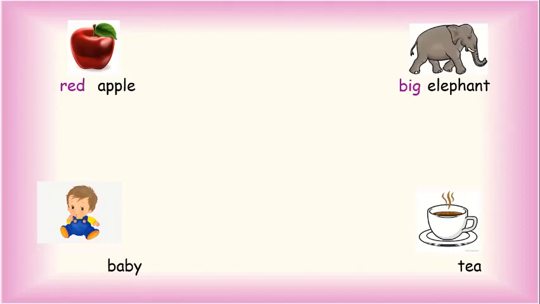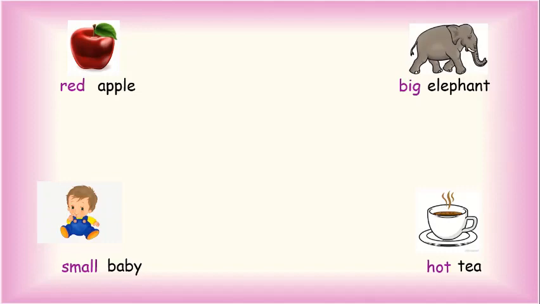Next is the picture of a baby. What do you think when you look at a baby? The baby is very small. So let's say small baby. And the next picture is the picture of tea. Now, what can we say about the tea? How does it feel? Oh, the tea is very hot, right? So let's say hot tea.